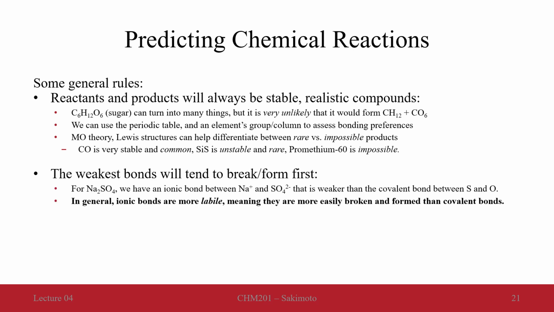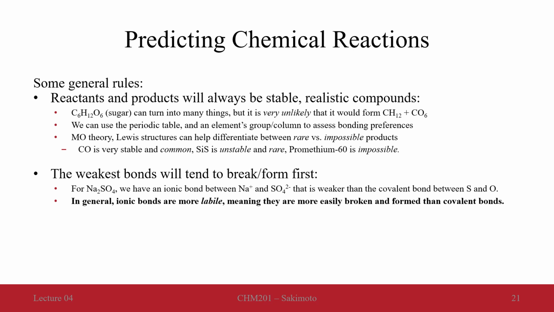The other little bit of logic and intuition is that the weaker bonds will tend to break first and will tend to form first. We may refer to these weaker bonds as being more labile, more easily broken, more easily made. And typically we see that ionic bonds are more easily broken than covalent bonds. Ionic bonds can be easily broken by something like water, so quite common.